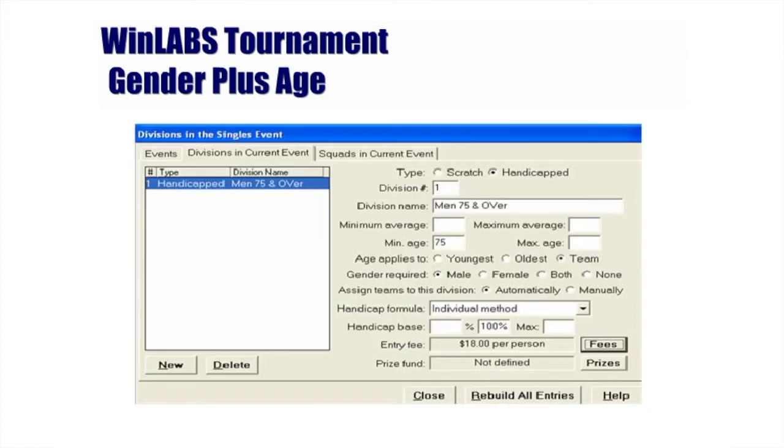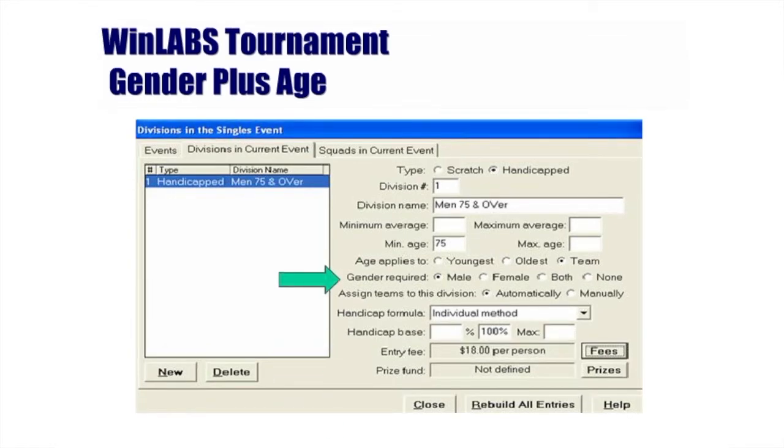Here's an example of what the setup of Division 1 would look like. The division name should always help identify the division. The average fields are blank. They will be ignored because the age fields are not blank. One of the key fields is the minimum age, which for Division 1 is 75. The Age Applies To field can be left at the default, which is Team. This row of fields only applies to age-based teams or doubles competitions. As you can see, if you had an age-based doubles competition, the options would allow you to use the youngest bowler's age, the oldest bowler's age, or the team age to determine the division.